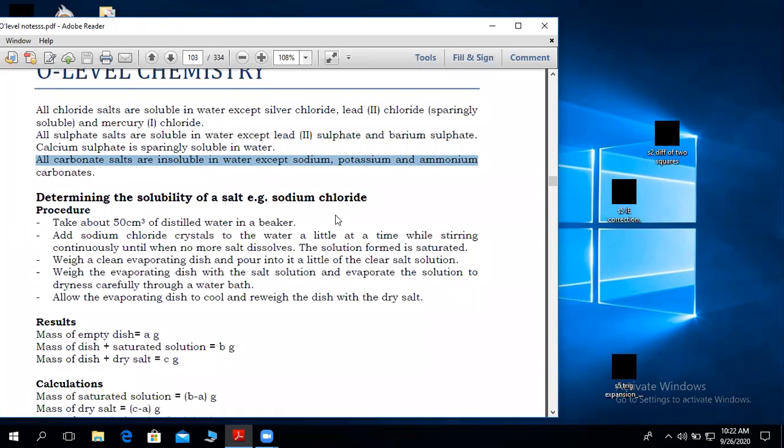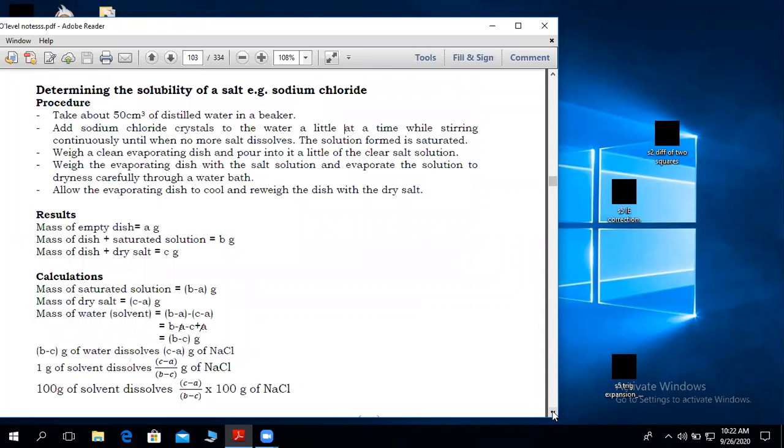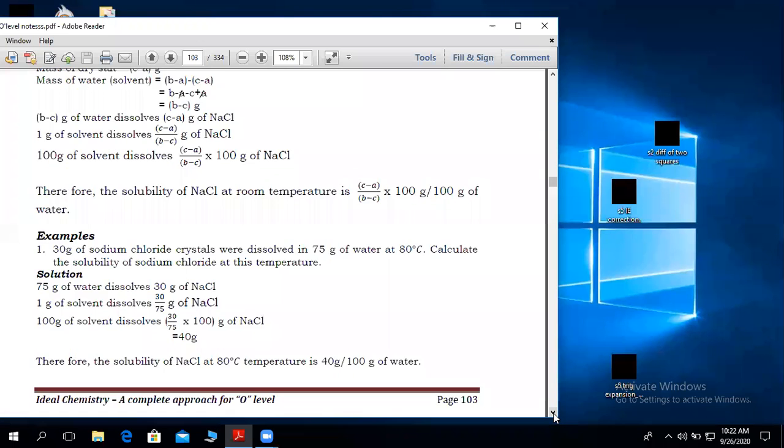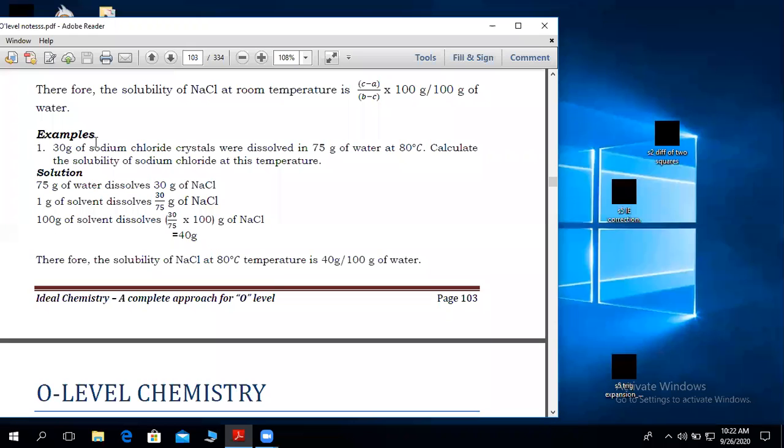Determination of solubility. This experiment, I will leave you to go through it, but you remember the procedures. We only need the mass of the solvent and the mass of the solute. Then we can complete the calculation. So I will just take you through the example here, which is the calculation. And it will help you to remember.